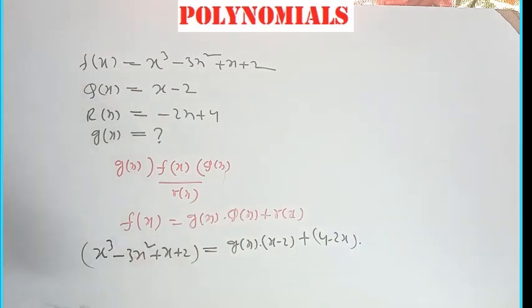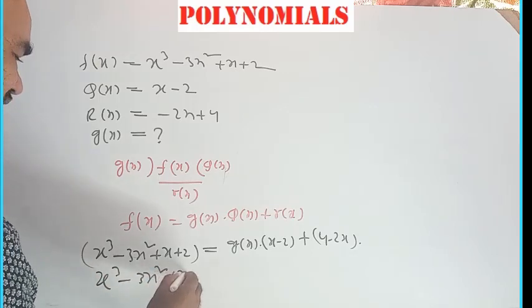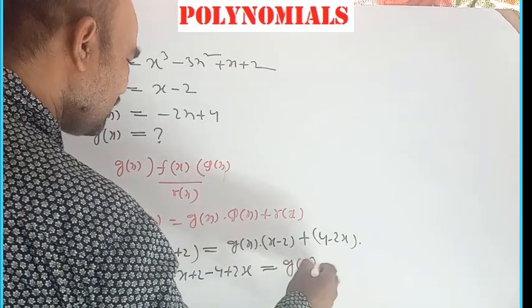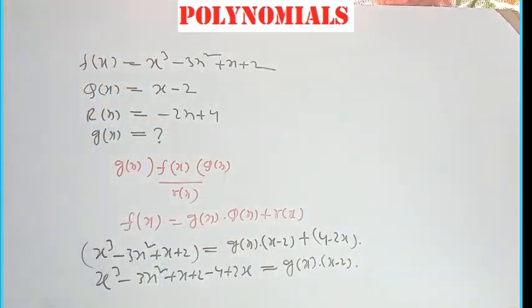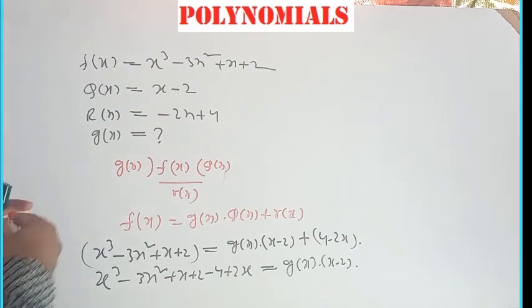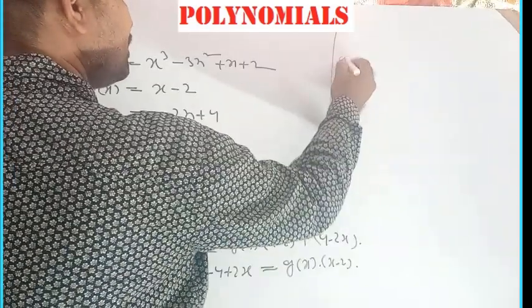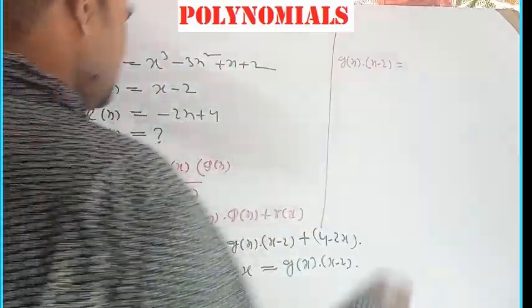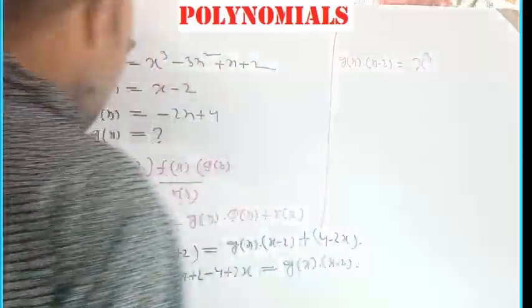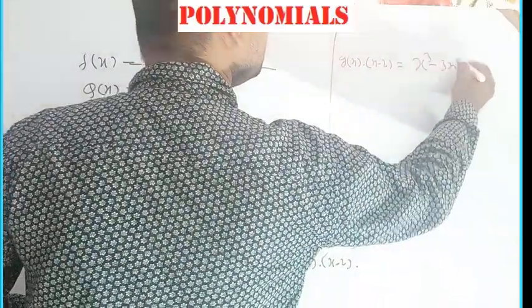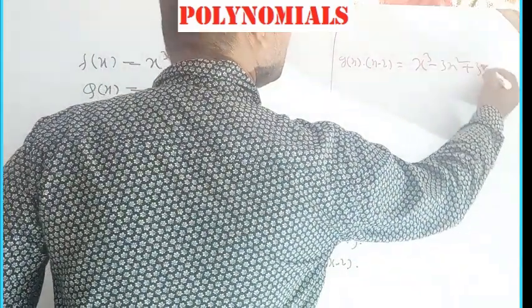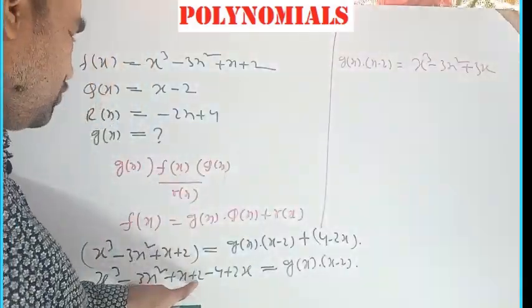Okay, transfer that 4 minus 2x to the left hand side. x cube minus 3x square plus x plus 2 minus 4 plus 2x is nothing but g of x into x minus 2. So I can say g of x into x minus 2 is equal to x cube as it is, minus 3x square, plus x plus 2x gives 3x, plus 2 minus 4 gives minus 2.